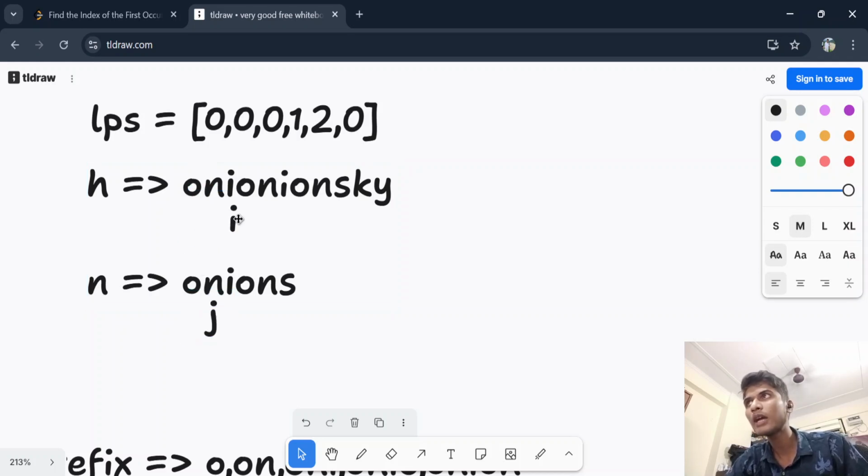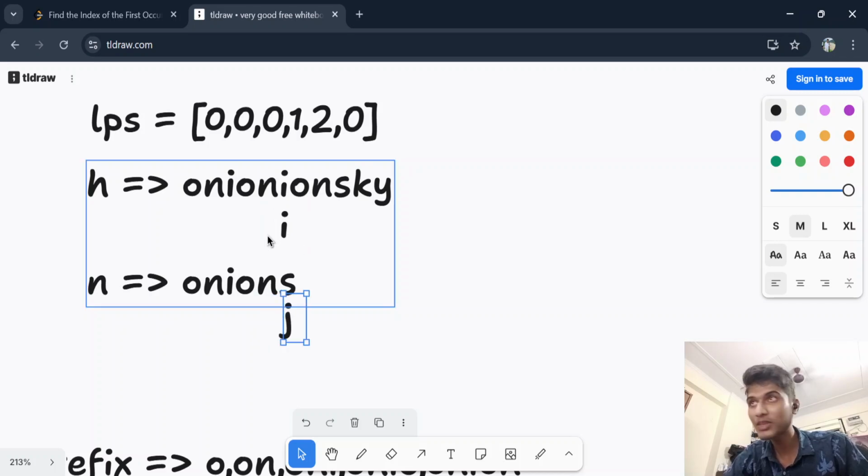Okay, again they are equal. I plus plus and j plus plus. Again they are equal. So I plus plus and j plus plus. Now again they are equal. So again I plus plus and j plus plus. Again they are equal. So now I plus plus and j plus plus. But now this time they are not equal.